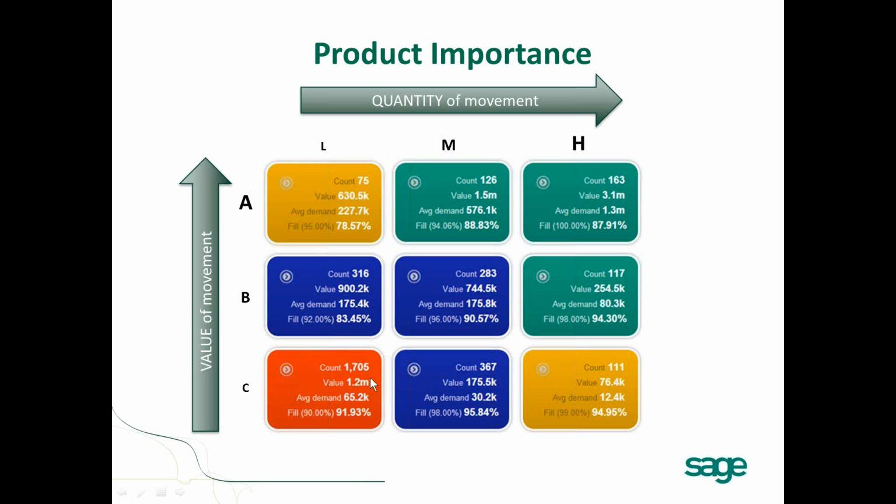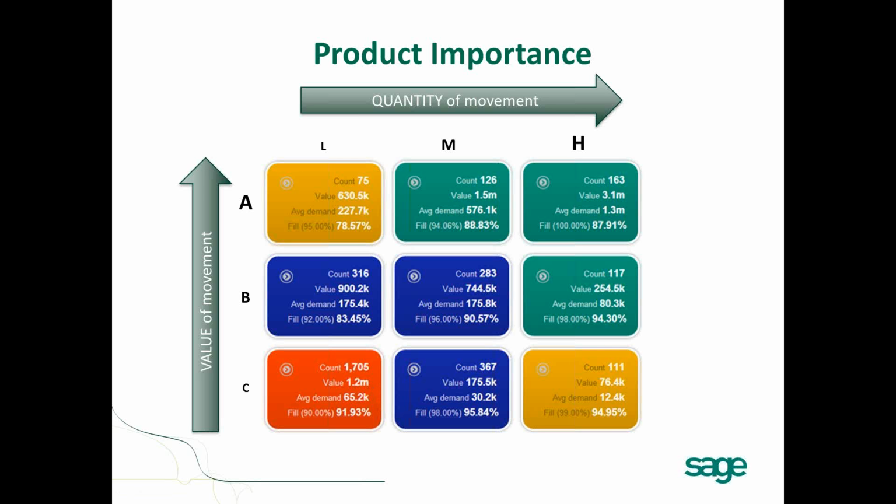We can see we've got thousands of those. We've got $1.2 million worth of inventory, but we are only selling $65,000 a month. So clearly, on the opposite end of the scale, these are your slow-moving items. So what do we want to do with these items? Should we maybe reclassify them as non-stocked?